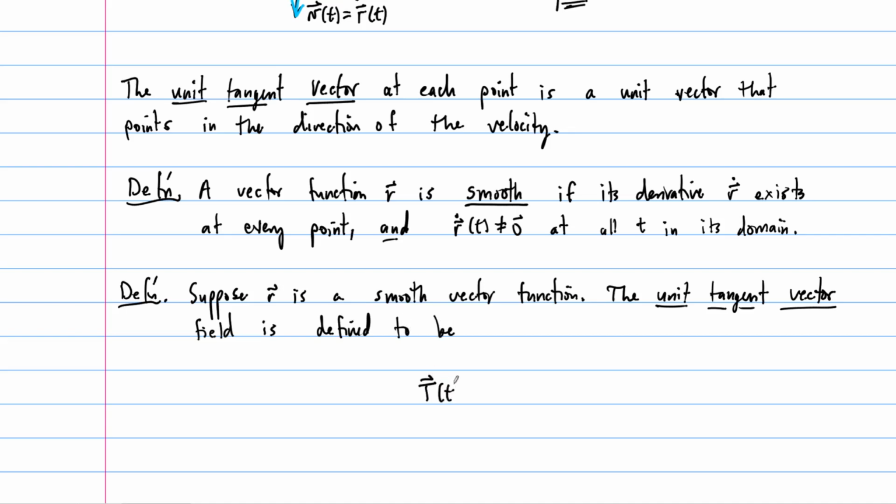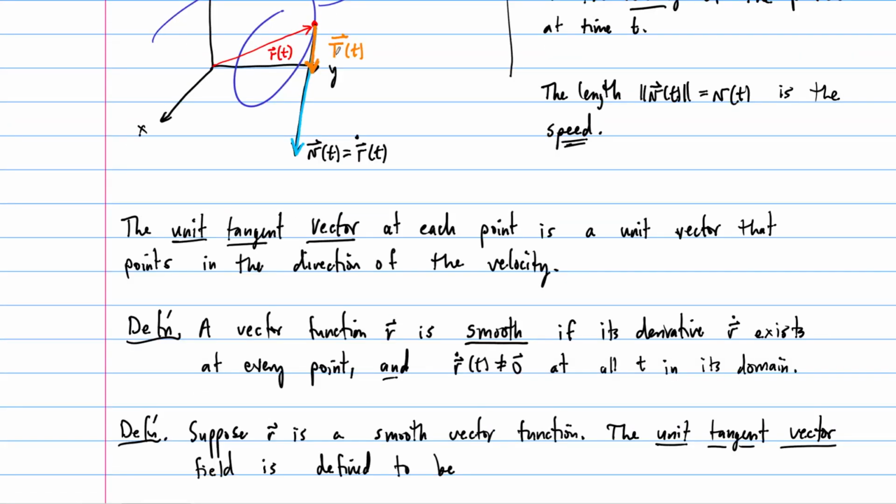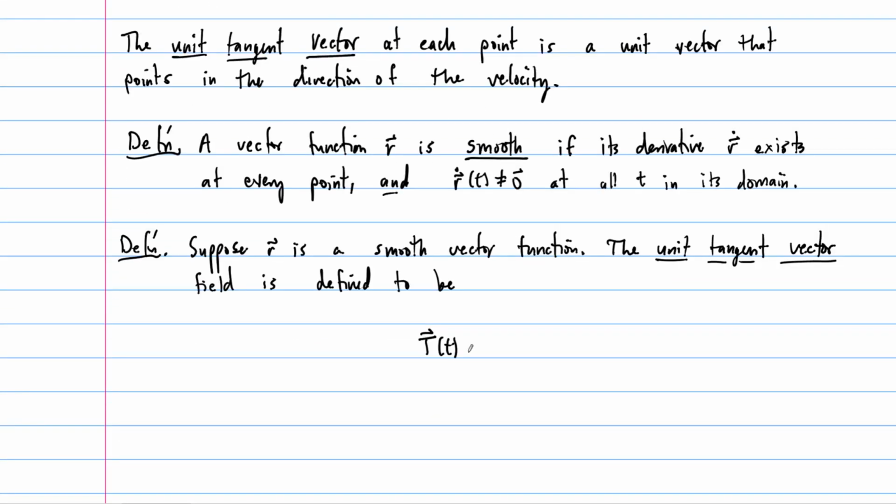Capital T of t. That's just the same notation I used up here, but we still don't know how it's defined. Well, it's got to be a vector in the same direction as r dot, but we want it to be a unit vector. So we're going to take our velocity and divide out our speed. If you take your velocity vector and divide out your speed, then you have a unit vector in the direction of velocity. So the definition is that this is r dot of t divided by the length of r dot of t. Velocity divided by speed. And that just gives us the direction of our velocity. And so this is the definition.